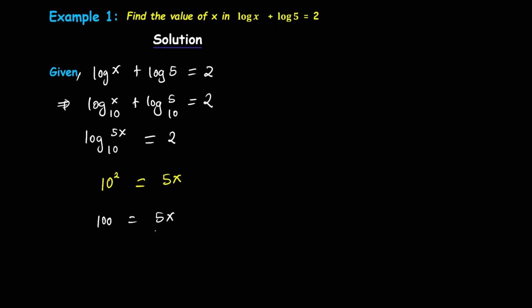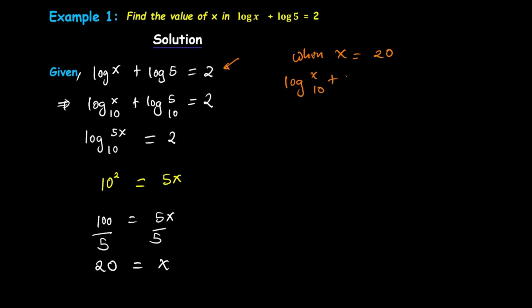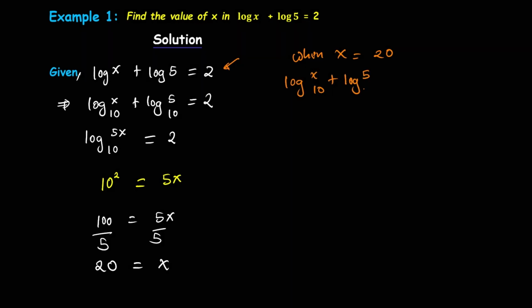Dividing 5 on either side, we will have 5 divided by 5. We'll have 20 equals x. But before we conclude, let's first test whether the value of x equals 20 satisfies the equation from the problem. So when x equals 20, from the problem, we have log of x to base 10 plus log of 5 to base 10 equals 2.